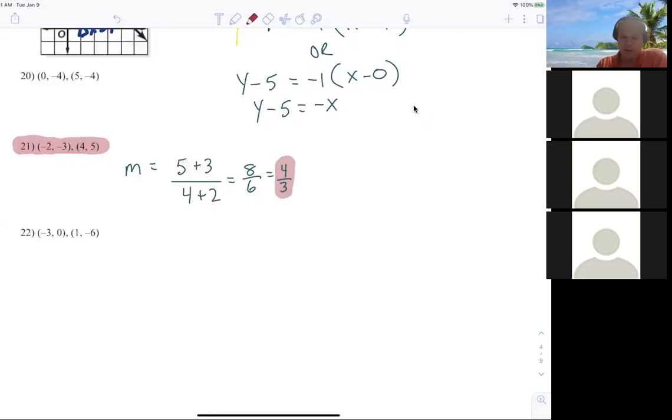Now you can either pick point number 1, or you can pick point number 2. I'm going with the positives. All right, so again, I'm going to write it just to make sure. y minus y1 equals m times x minus x1. y minus 5 equals 4/3 times x minus 4.